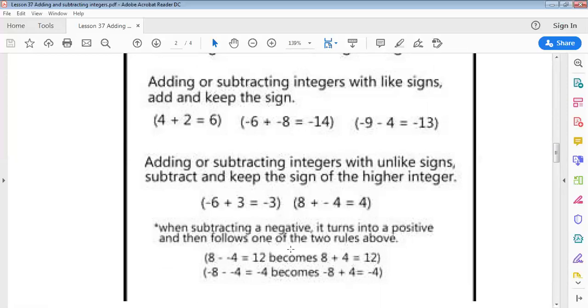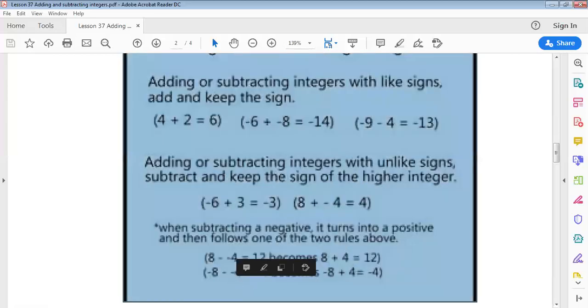When you subtract a negative from another negative, it turns into a positive and then follows one of the two rules above. So 8 minus negative 4 is actually equal to 12 because it becomes 8 plus 4. A negative times a negative is a positive. Then negative 8 minus negative 4 becomes negative 8 plus 4 because a negative times a negative gives you a positive.